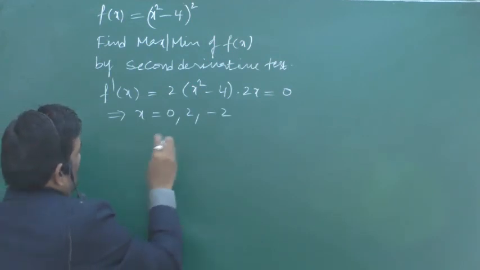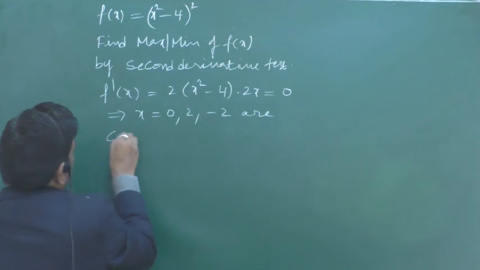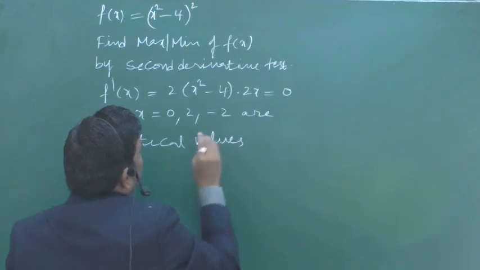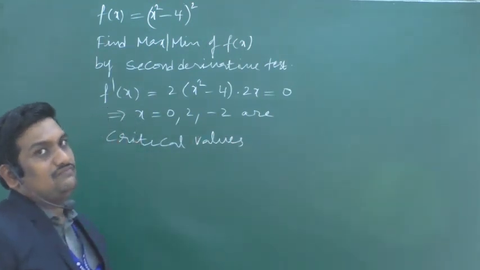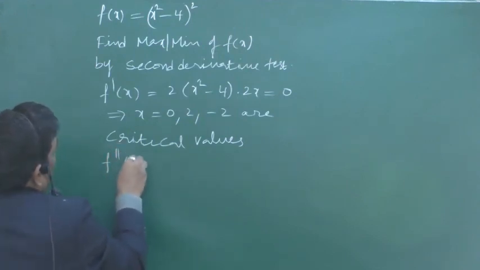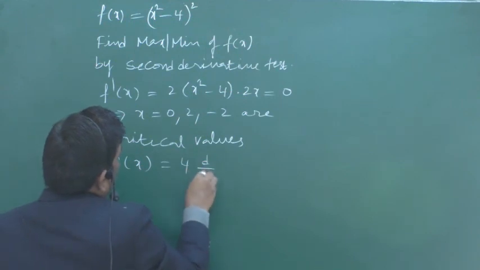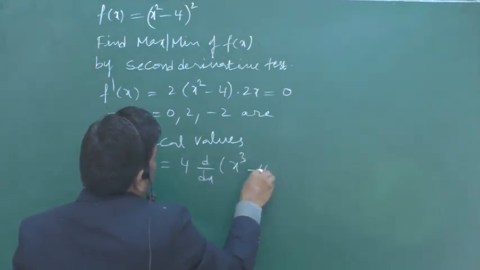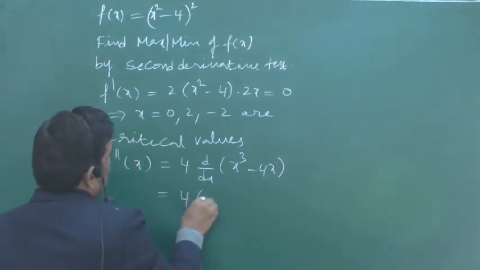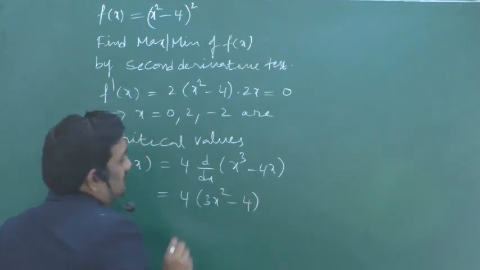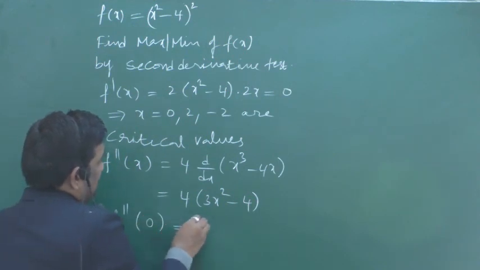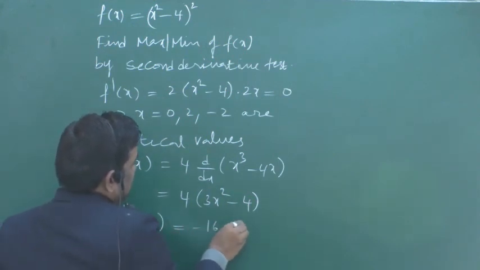Now these are called critical values, and at these values the maximum or minimum of the given function may exist. Now find the second derivative. It is 4 into d by dx of (x cube minus 4x). Now it is 4 into (3x square minus 4). Now find the second derivative value at 0. This equals minus 16 and it is a negative value.